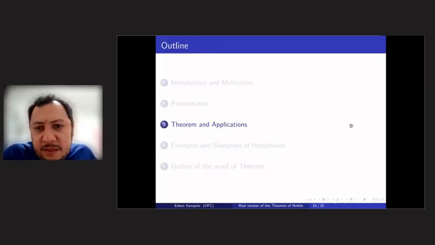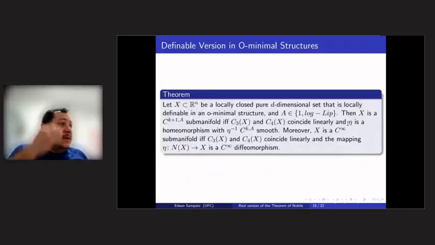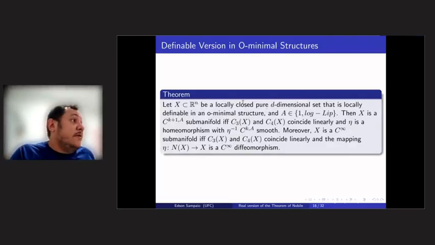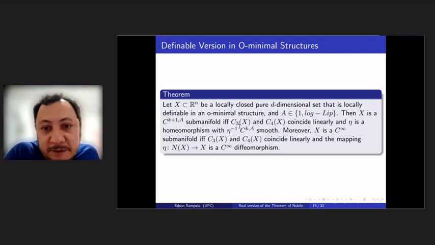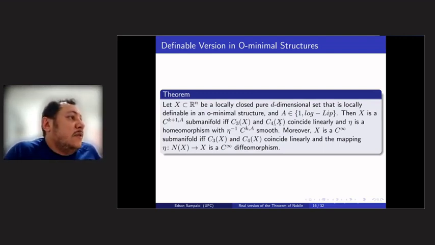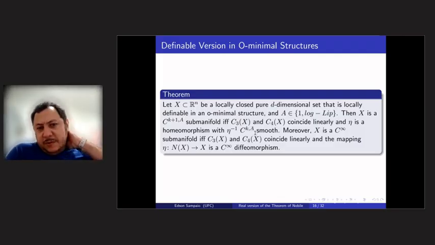So again, the theorems and applications of the theorems. Here, for a locally closed d-dimensional set which is locally definable in an o-minimal structure, X is a C^(k+1) submanifold if and only if C3 and C4 coincide linearly, and eta is a homeomorphism, and the inverse is C^(k,1) smooth. I will use only this.